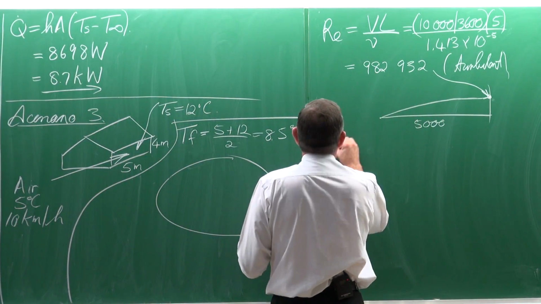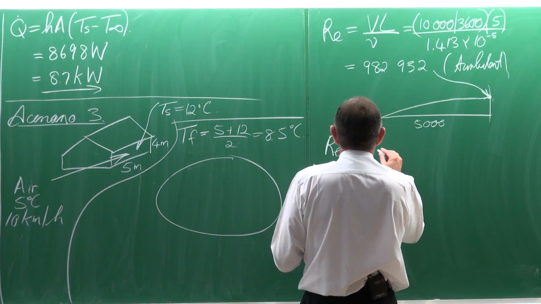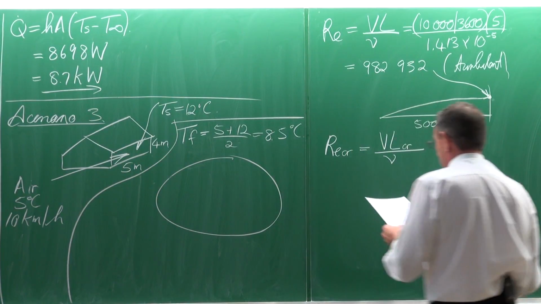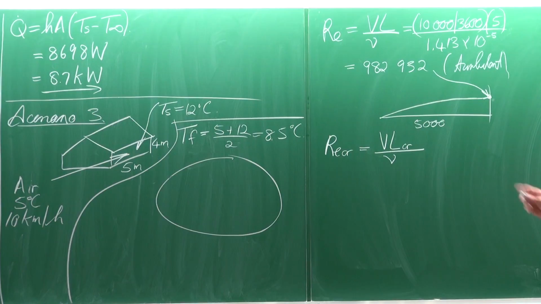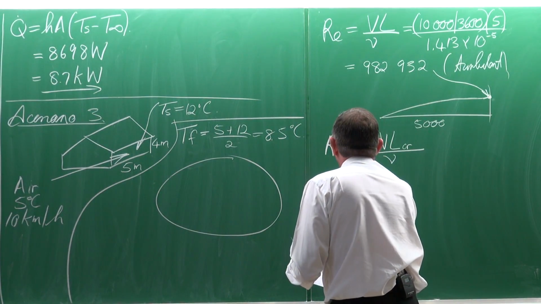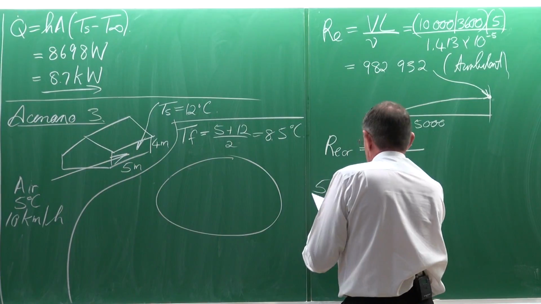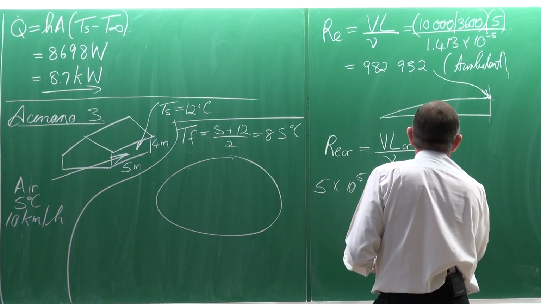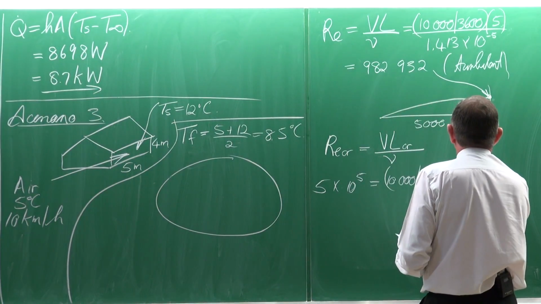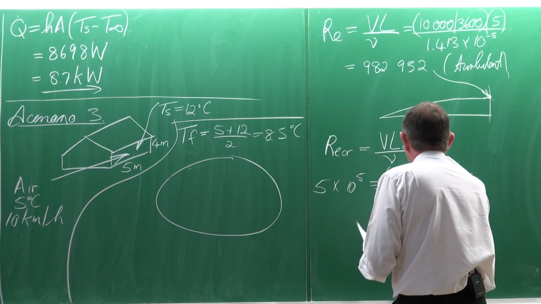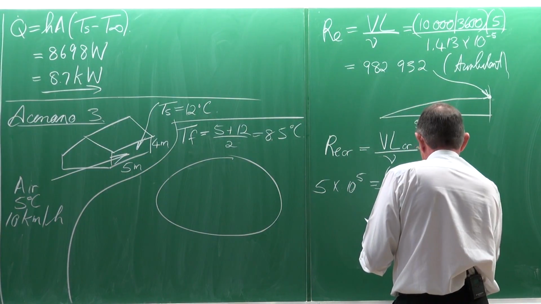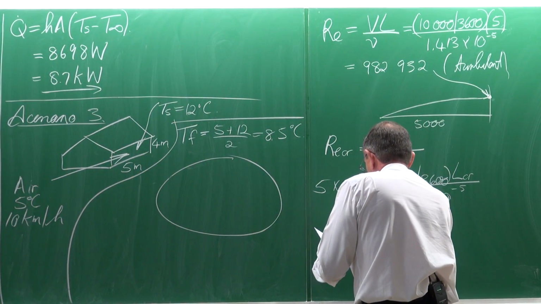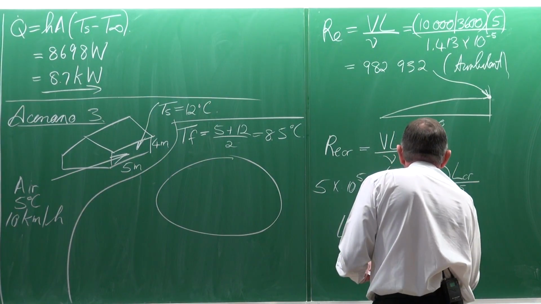So for that we use the critical Reynolds number. The critical Reynolds number is the velocity multiplied by the critical length divided by the kinematic viscosity. The critical Reynolds number is 5 multiplied by 10 to the 5. It's equal to the velocity, 10,000 divided by 3,600 meters per second, multiplied by the critical length, divided by the viscosity, 1.413 multiplied by 10 to the minus 5, and that gives us a critical length of 2.543 meters.